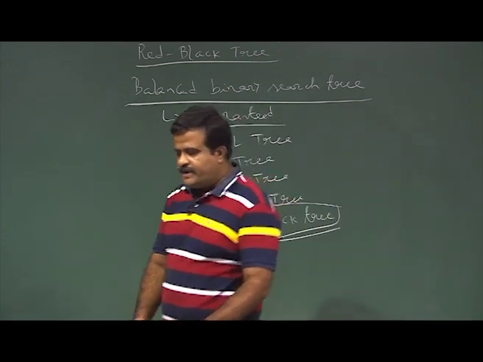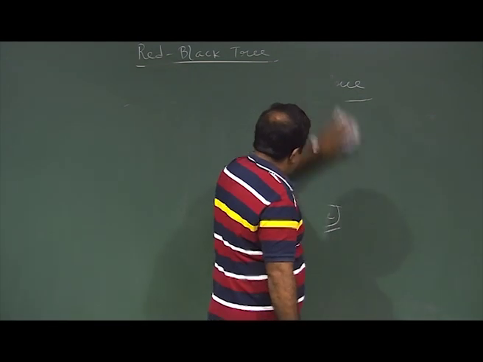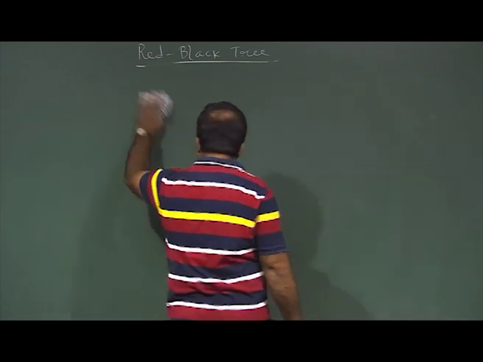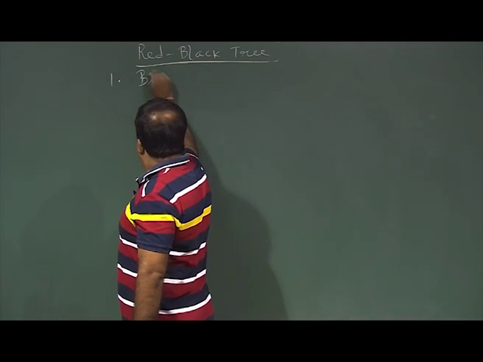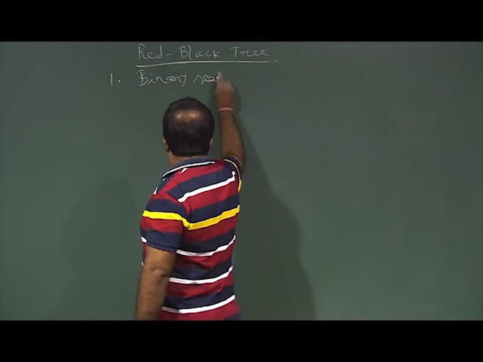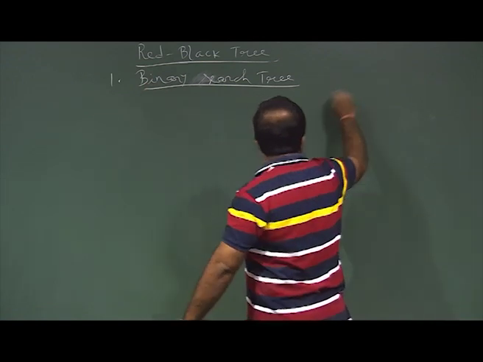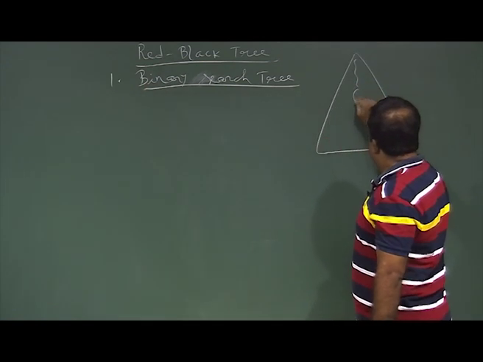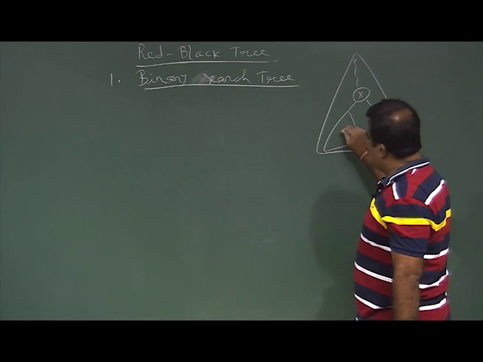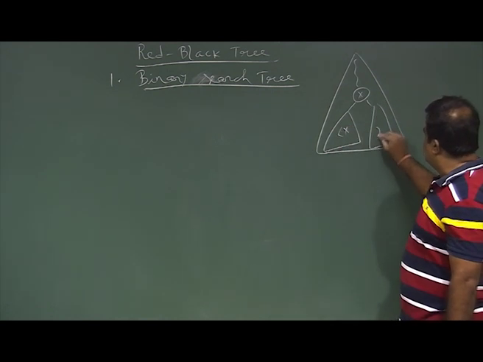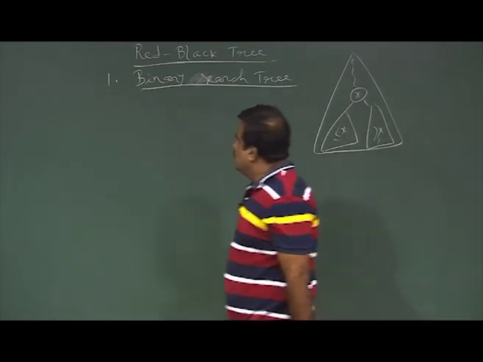So, what is a red black tree? What is the definition? A red black tree is a binary search tree with some properties. First of all, it is a binary search tree, which means we have that property: if you take any node x, all the left subtree has values less than x, and all the right subtree has values greater than x. This is the binary search tree property.